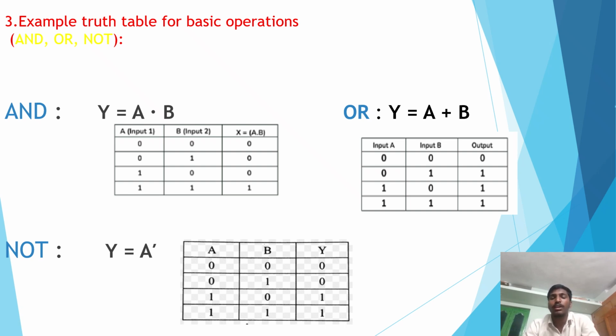Second one is OR gate. OR gate is basically addition of both inputs. 0 plus 0 equals 0. When the first input and second input are both 1, it equals 1. 0 plus 1 equals 1, 1 plus 0 equals 1. NOT gate is based on 0 plus 0 equals 0 or 0 plus 1 equals 0, 1 plus 0 equals 1 and 1 plus 1 equals 1.